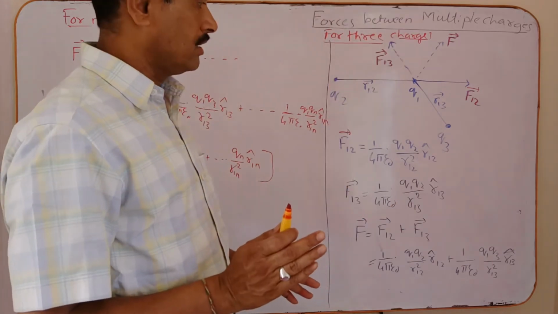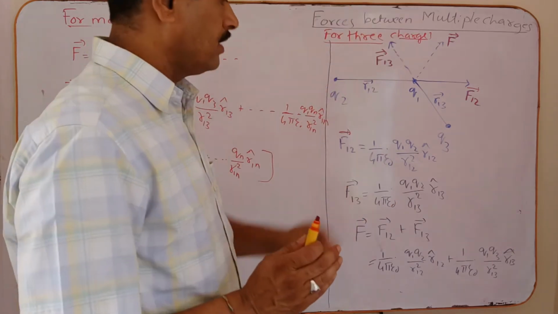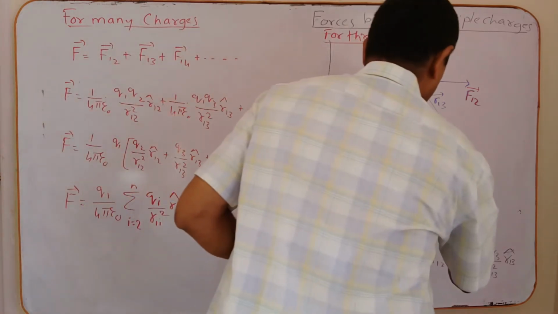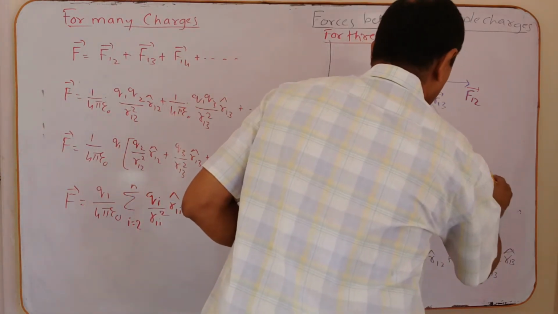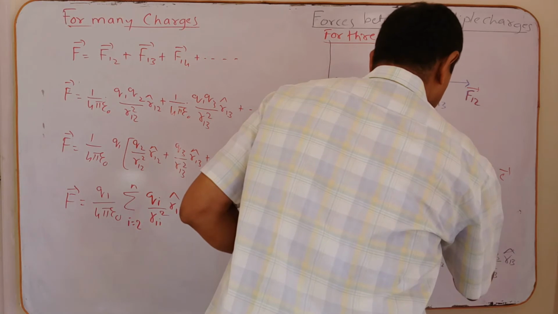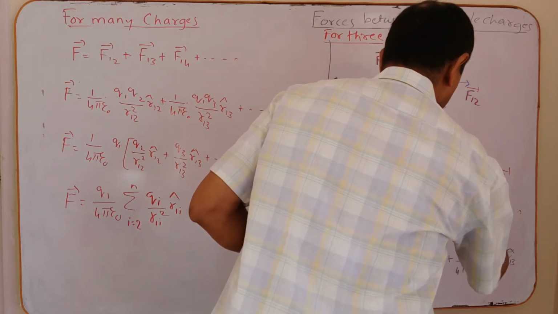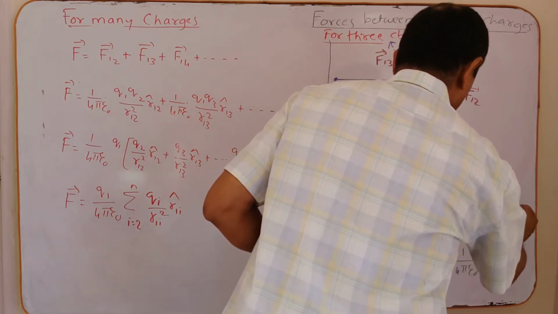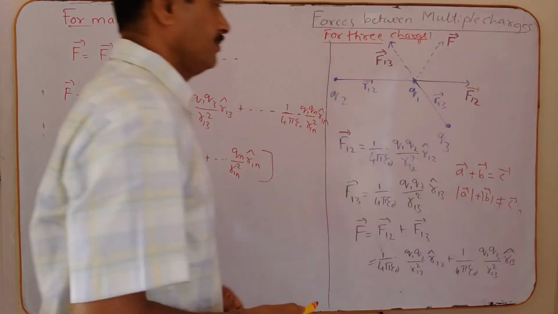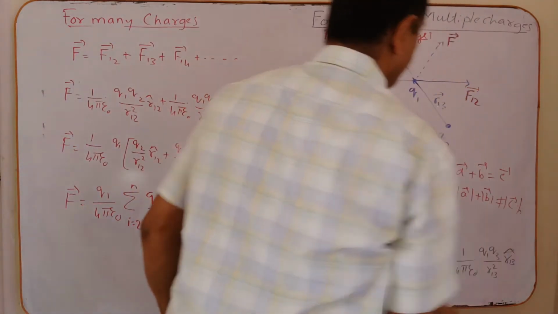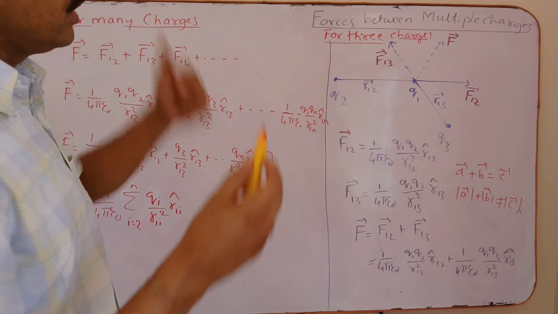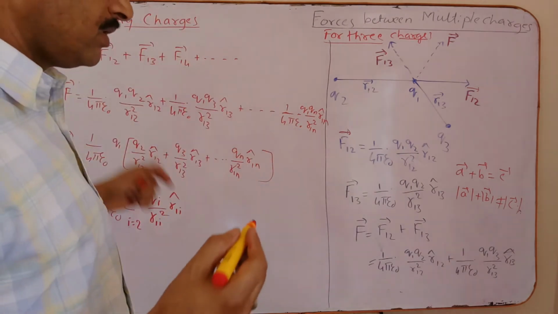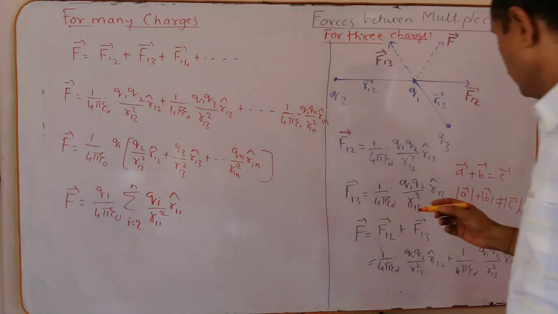You learned this in the previous first year in vectors. Suppose vector A plus vector B is equal to vector C, but the modulus of vector A plus the modulus of vector B is not equal to the modulus of vector C. But how do you get the magnitude of the resultant force?